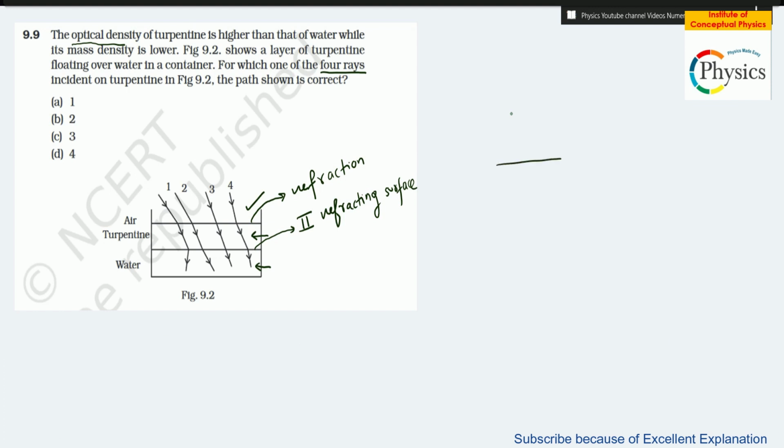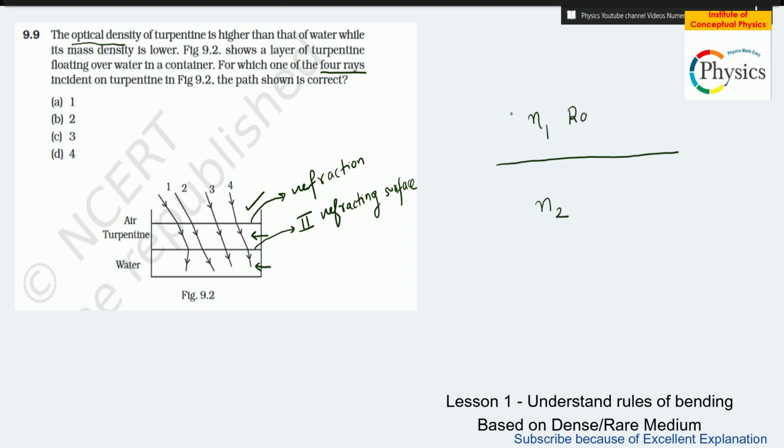If you have a refracting surface or a layer which divides two media, this is your medium 1 of refractive index N1, and this is your second medium of refractive index N2. Assume N1 to be a rarer medium, and the second medium is your denser medium, optically denser. Not the mass density. Ignore the word mass density. Always assume optical density in the questions of ray optics.